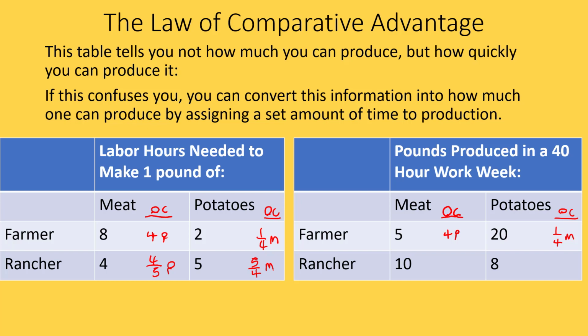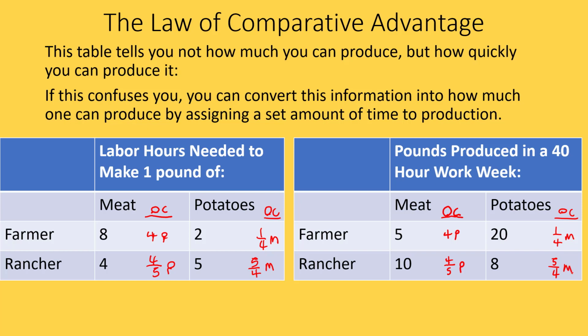And again, it'd be the same units over here. So in other words, the opportunity cost of making meat, given that they can make 10 pounds of meat in a work week, is potatoes. And every pound of meat they make is 4/5 of a pound of potatoes that they can no longer make. And every pound of potatoes they make is 5/4 or 1 1/4 pounds of meat that they can no longer make.